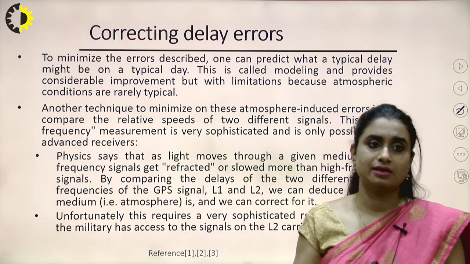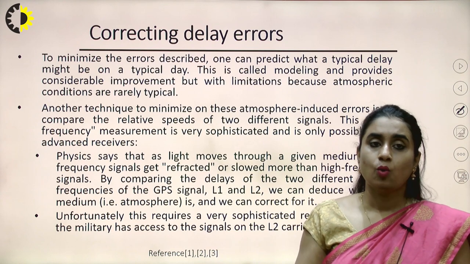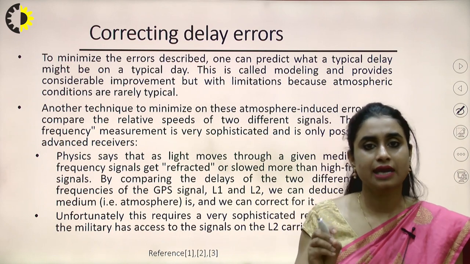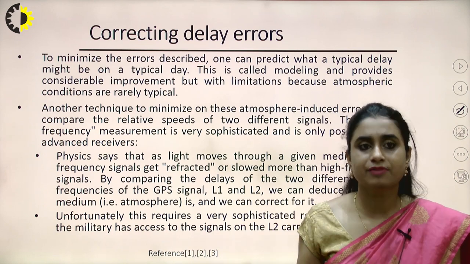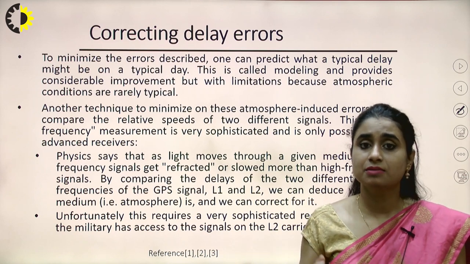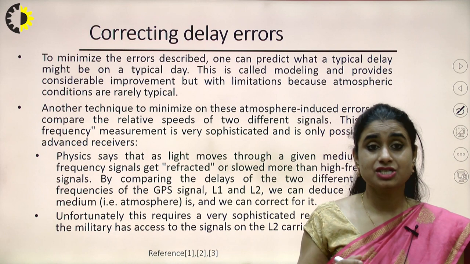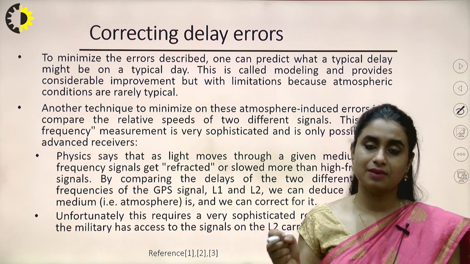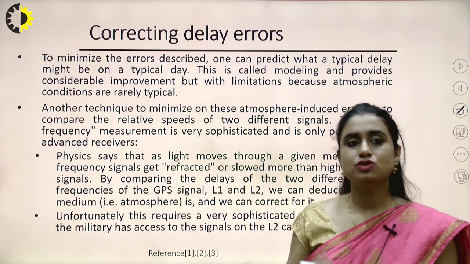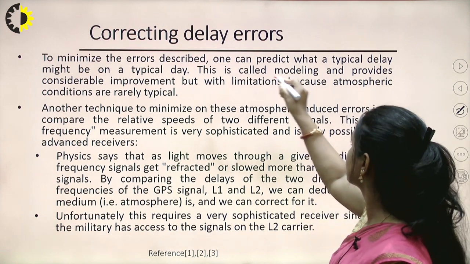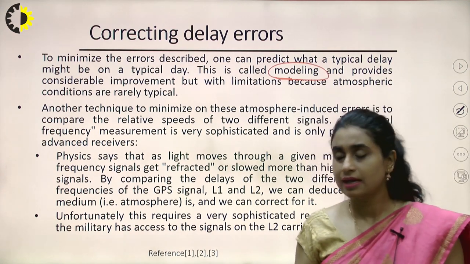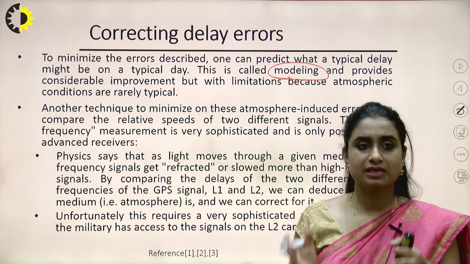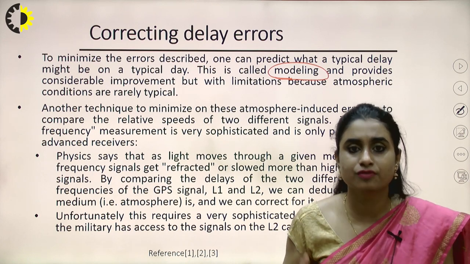Now, how do we correct these errors? To minimize the errors, one can predict what a typical delay might be, right? That has to be assumed, that minimum this much error will occur, and that can be considered every time. This is called modeling, and it provides a considerable improvement, but with limitations, because atmospheric conditions are really typical. They keep on changing. So it puts a challenge for us, right? The first technique is making a model, or modeling. Another technique to minimize these atmosphere-introduced errors is to compare the relative speeds of two different signals, which is called dual frequency measurement.